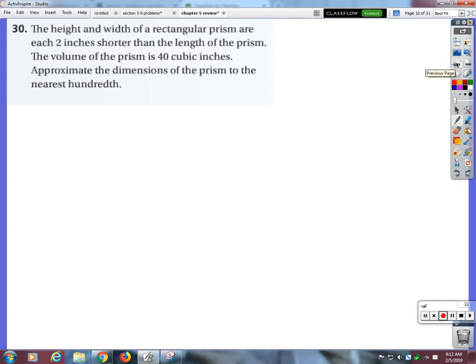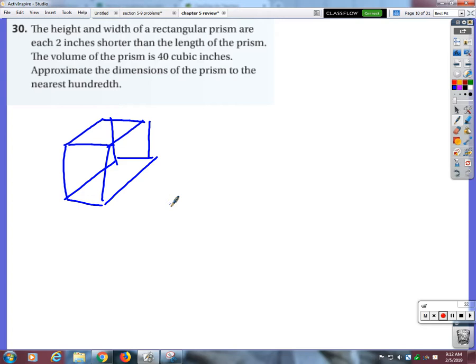So this one says the height and width of a rectangular prism are each 2 inches shorter than the length of the prism. So the height and width are each 2 inches shorter than the length. So let's call the length x. Let's say then that makes those x minus 2 and x minus 2. Okay? Makes sense? Alright, how do you find the volume of a prism? It is not drawn to scale.